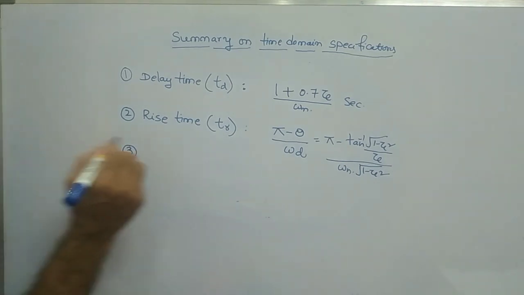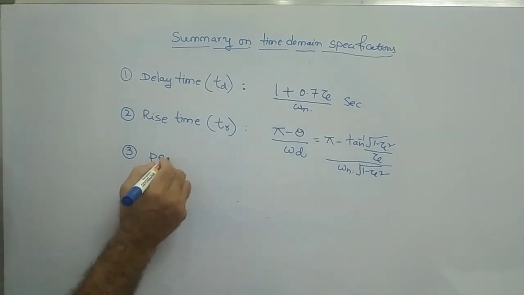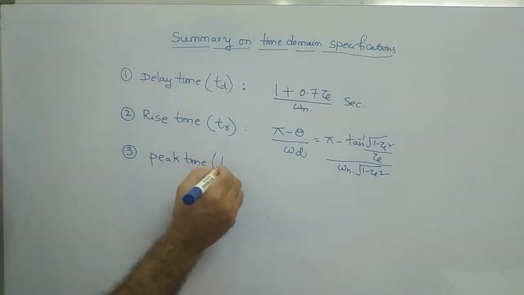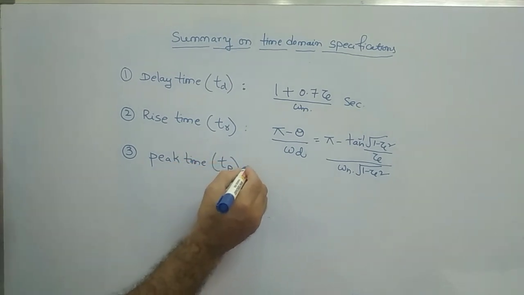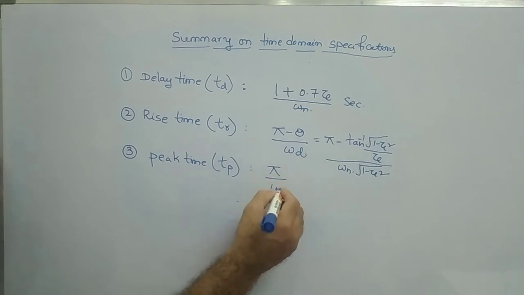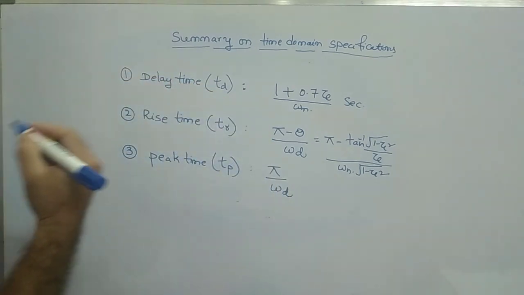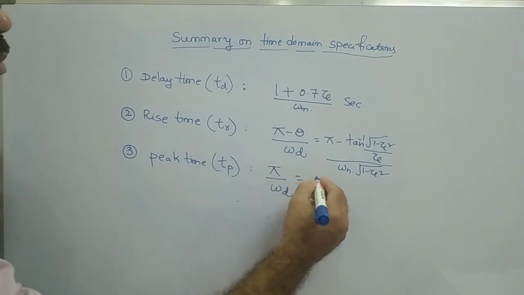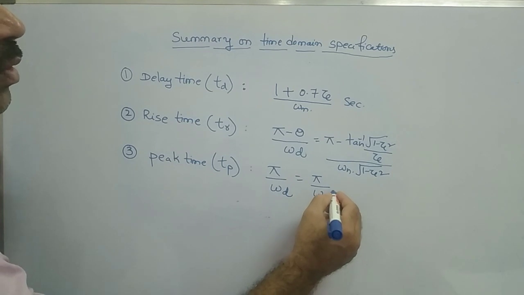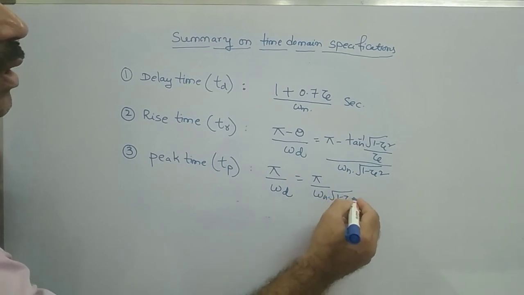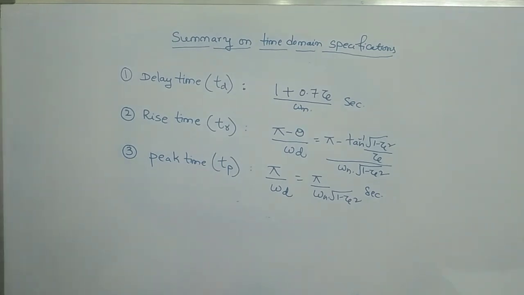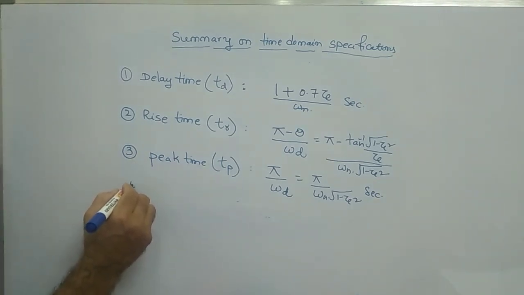What is the third parameter? Peak time. It is T suffix P, and this is equal to simply pi by omega d. Further, this is pi by omega n into square root of 1 minus zeta square seconds. Clear?